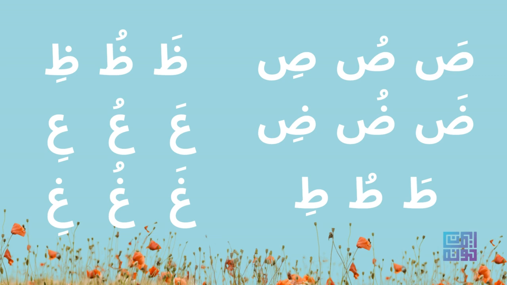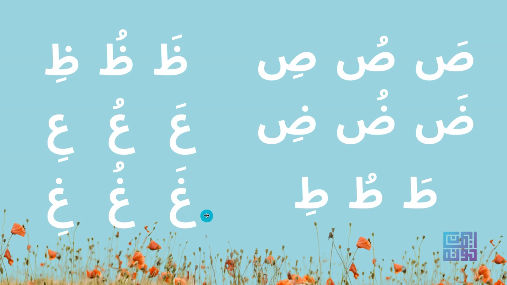Okay? So, let's pronounce this letter with a fatha. A. With a Damma. U. With a Kasra. I. So, it's A. U. I. One more time. A. U. I. Very good.